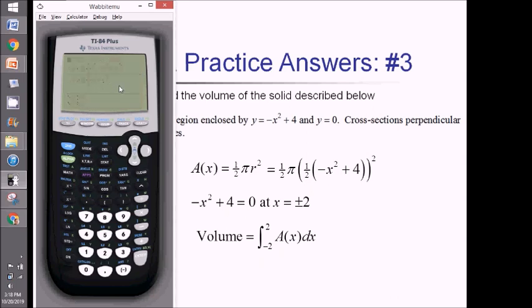All right, let me quit out of there and do math 9 for my integral. We're going from negative 2 to positive 2 for this. And I'm going to do alpha trace y2 for my area function, dx, and that all comes out to 13.404.